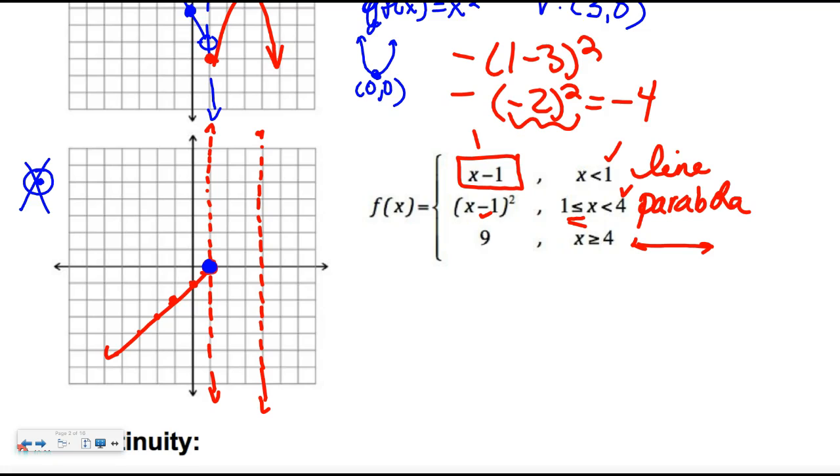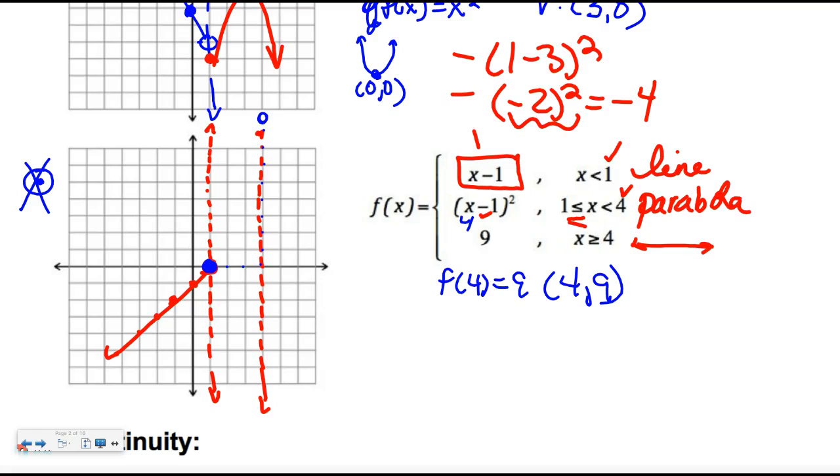All right, what else do I need to do? I told you I like to know where that vertex is. Well, the vertex is at 1, 0, and that's on the boundary. It opens up, correct? So let's see what happens at 4. f of 4 will equal 9, or I'll be at the point 4 comma 9, or 3 squared. So let's go 1, 2, 3, 4 up to 9. 1, 2, 3, 4, 5, 6, 7, 8, 9, correct? That will be open. And this is a parabola.